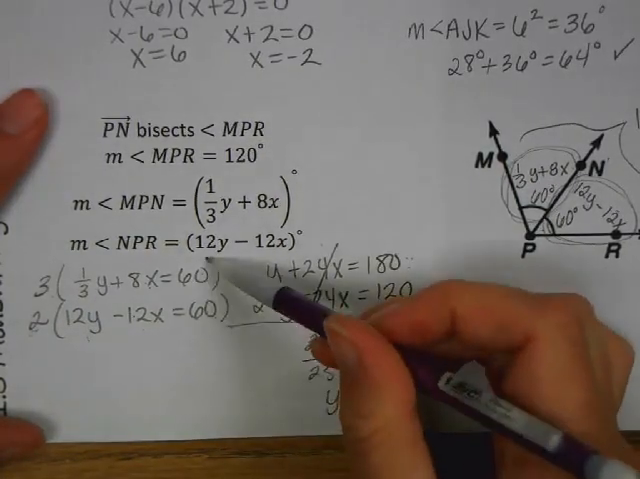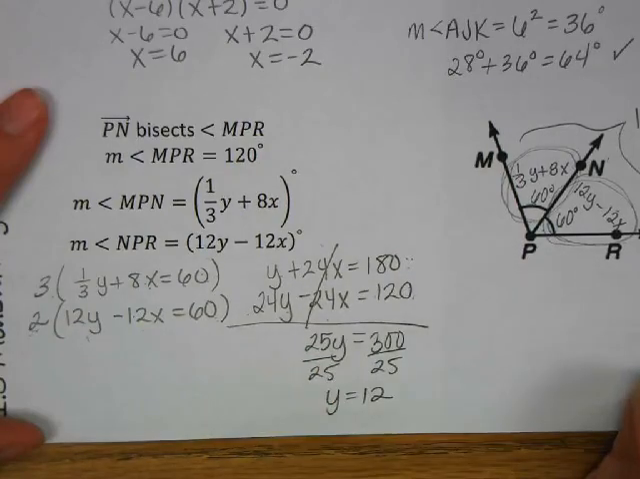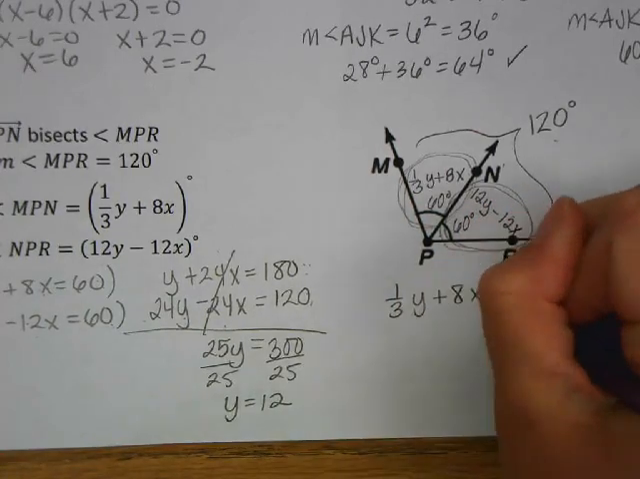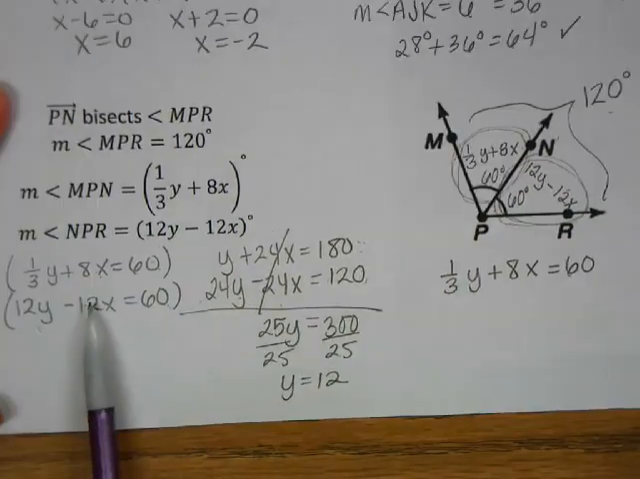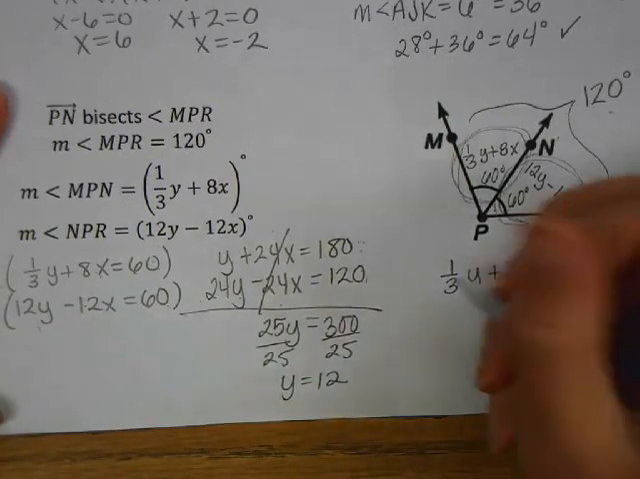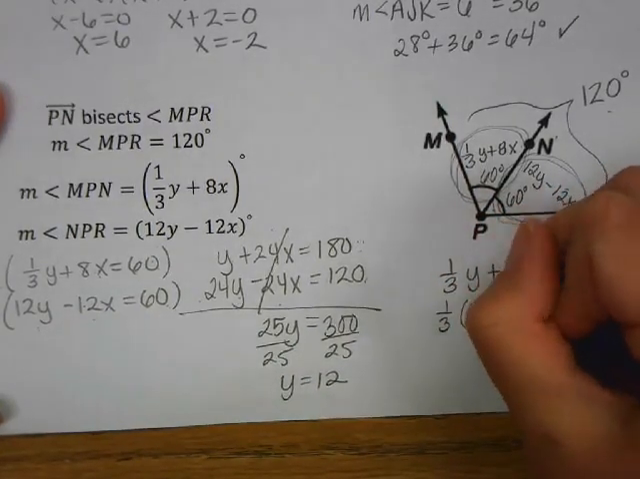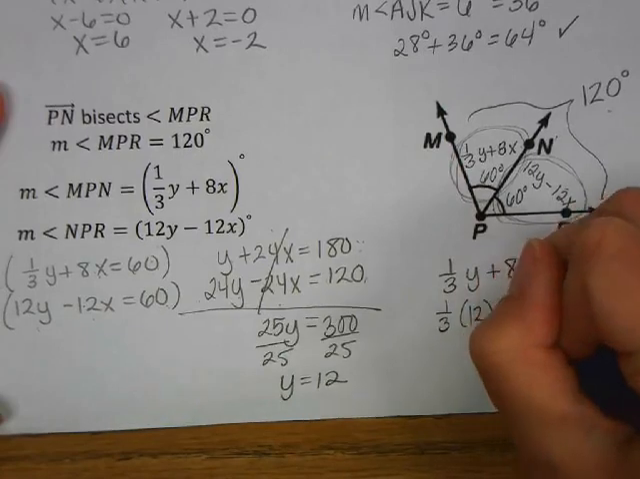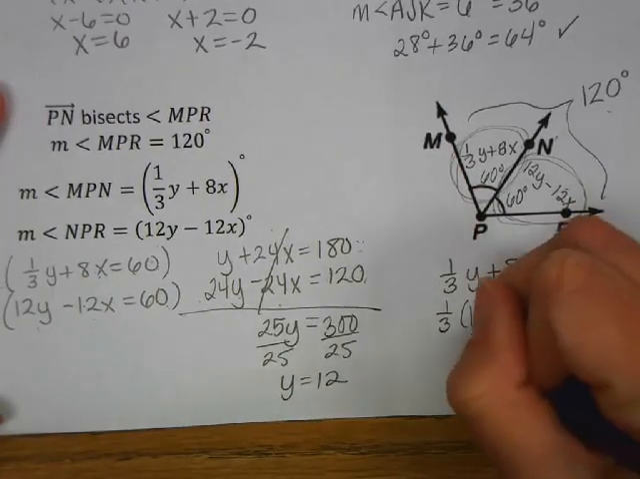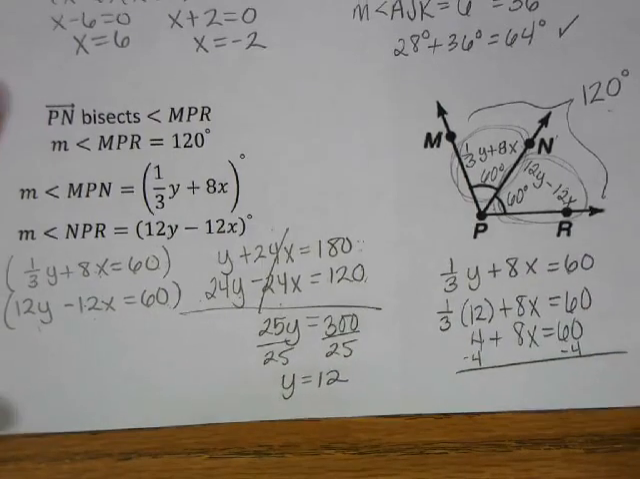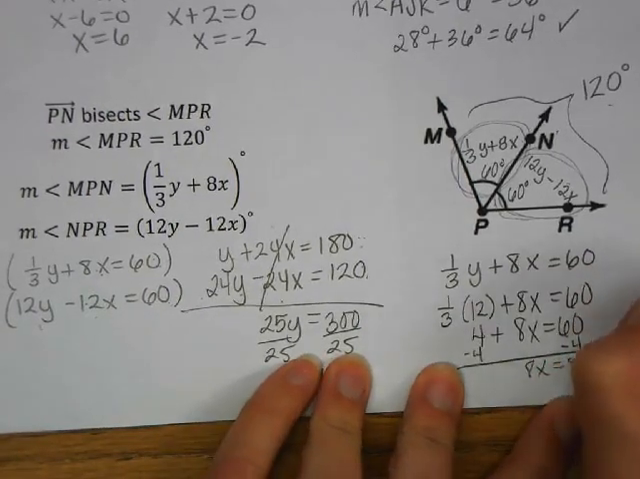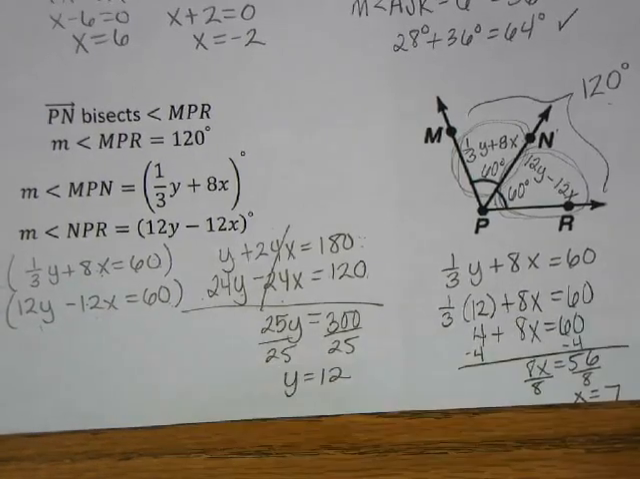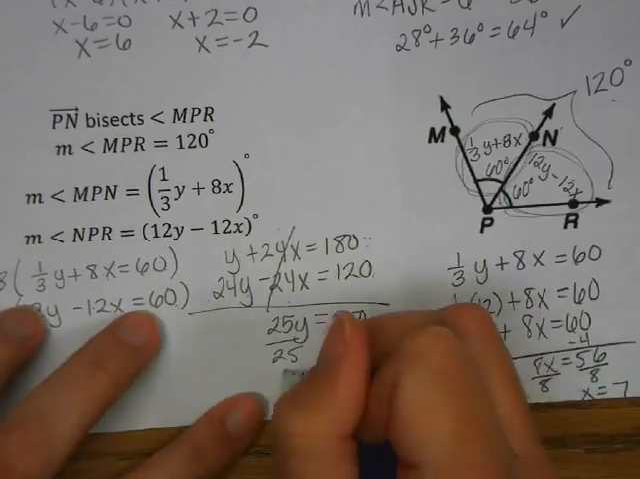And then I could use either one of these to get x. So if you use 1/3 y plus 8x equals 60, if you just pick the top equation and substitute 12 in for y, you'll have 1/3 times 12 plus 8x equals 60. 1/3 of 12 is 4. Subtract 4 on both sides. So 8x equals 56, and 56 divided by 8 is 7. So you'll get x is 7, y is 12.